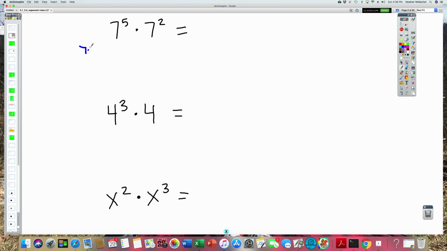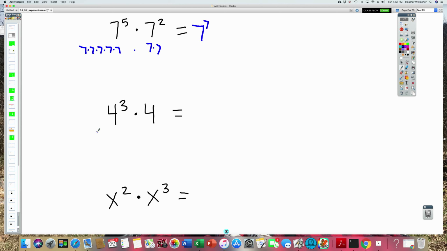So that is a shorthand way of writing 7 times 7 times 7 times 7 times 7. 7 squared means 7 times itself twice. And I have this multiplication symbol in the middle. So really 7 to the 5th times 7 to the 2nd, when I write it out long ways, I can see that I'm multiplying 7 times itself 7 times. So that is 7 to the 7th.